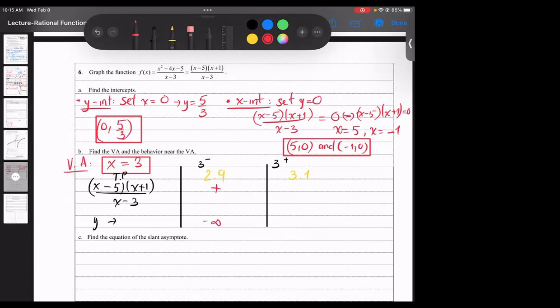3.1 minus 5 is minus, and then positive. So minus positive, that's minus. In the bottom, 3.1 minus 3 is positive. So minus over positive is minus.